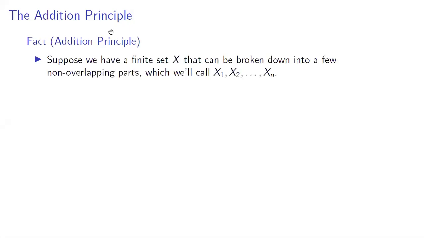Here we're going to formalize some of the ideas we used in earlier examples. We've seen already the multiplication principle. Now we have the idea of the addition principle. Suppose we have a finite set X that can be broken down into a few non-overlapping parts, which we'll call X sub 1, X sub 2, all the way through X sub n. So we have n non-overlapping parts of set X, and this set can be completely broken down into these small parts.